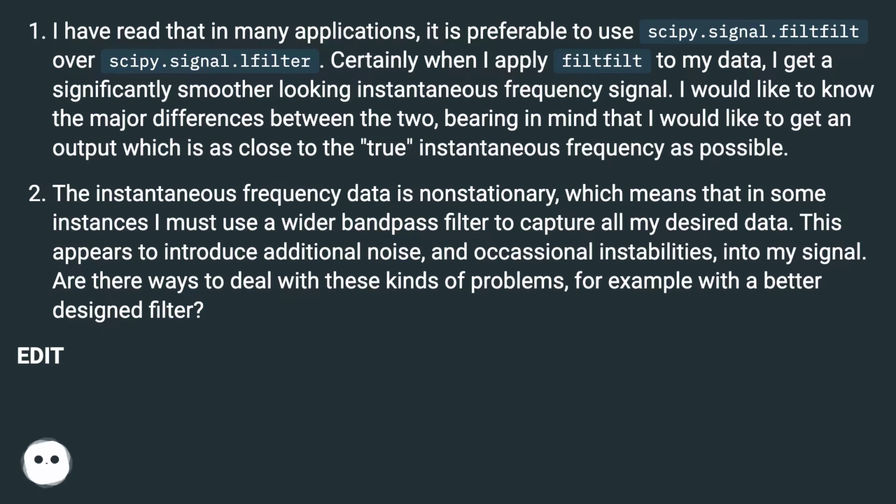The instantaneous frequency data is non-stationary, which means that in some instances I must use a wider bandpass filter to capture all my desired data. This appears to introduce additional noise and occasional instabilities into my signal. Are there ways to deal with these kinds of problems, for example with a better designed filter?